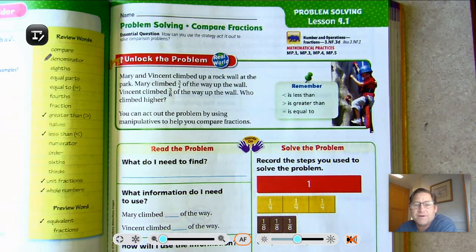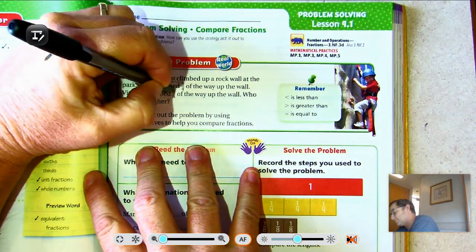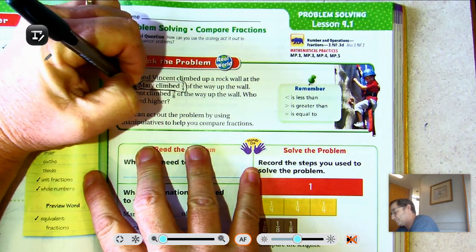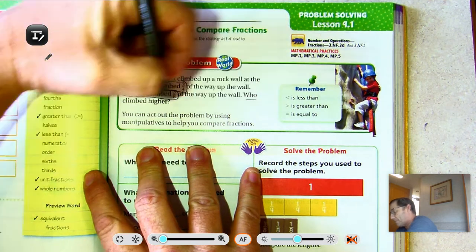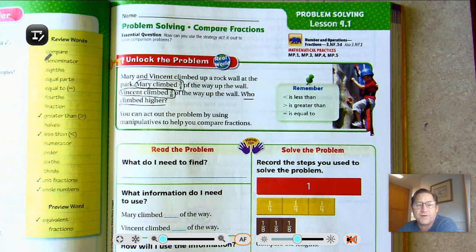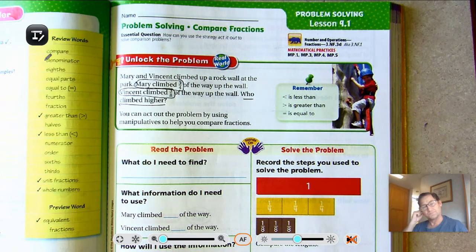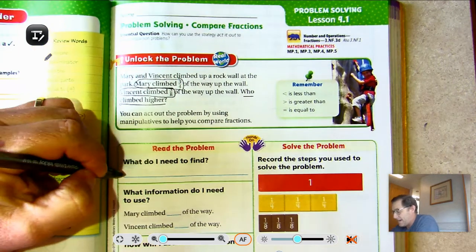So unlock the problem. Mary and Vincent climbed up a rock wall at the park. Mary climbed 3/4 of the way up the wall. Vincent climbed 3/8 of the way up the wall. Who climbed higher? All right, so our pieces of information we have are Mary climbed 3/4, Vincent climbed 3/8, and we have to find out who climbed higher. So you can act out the problem by using manipulatives to help you compare fractions. Okay, so what do I need to find? I need to find who climbed higher.